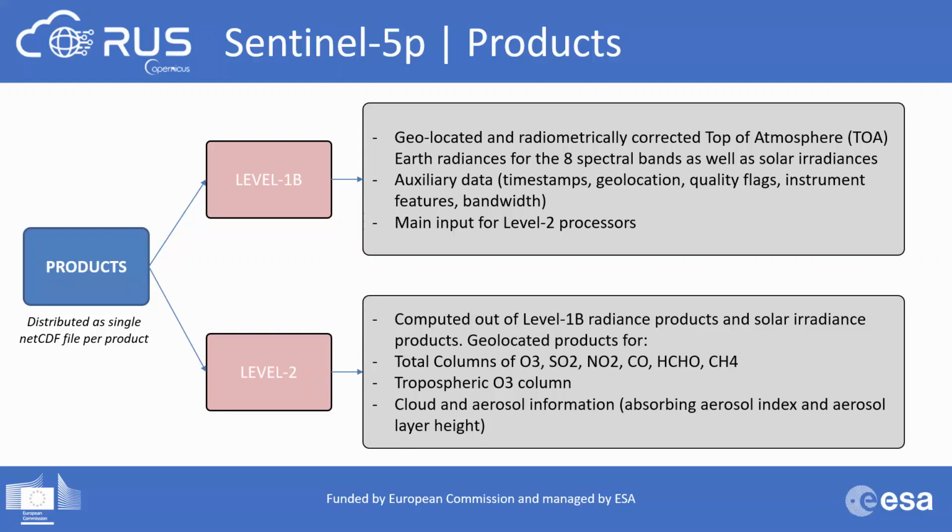So on one hand, we have level 1B. This should be the product of interest if you are looking for the actual measurement done by the sensor. On the other hand, we have level 2. Level 2 provides atmospheric geophysical parameters. So this is the product type most of you as regular users would be interested in, and is of course the level that we will be using in this training session.